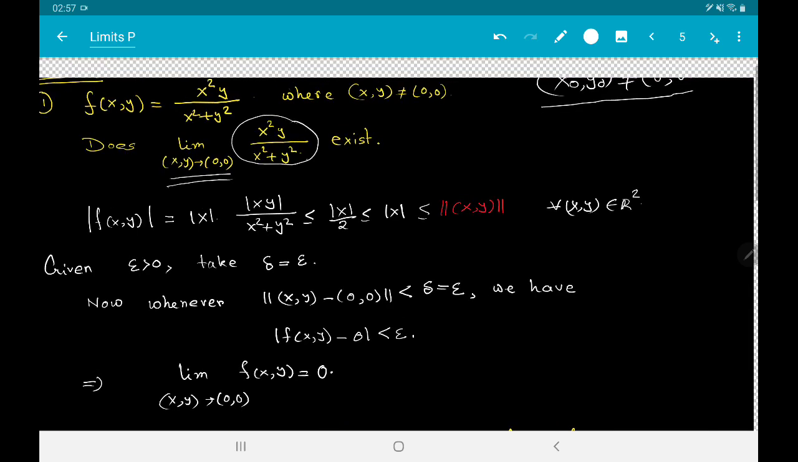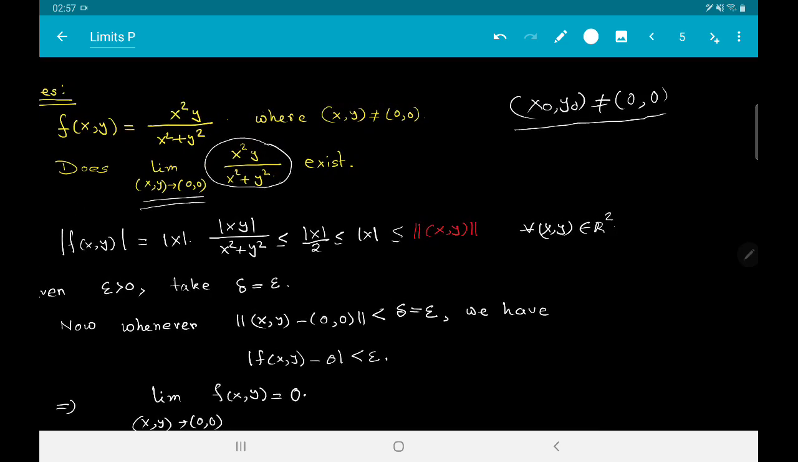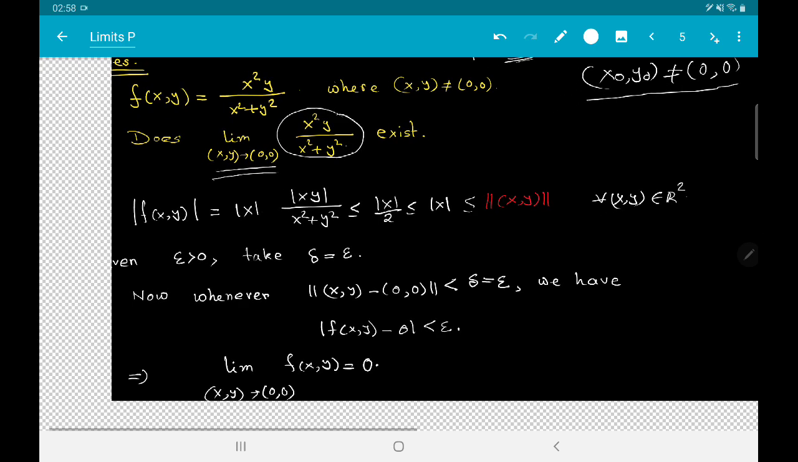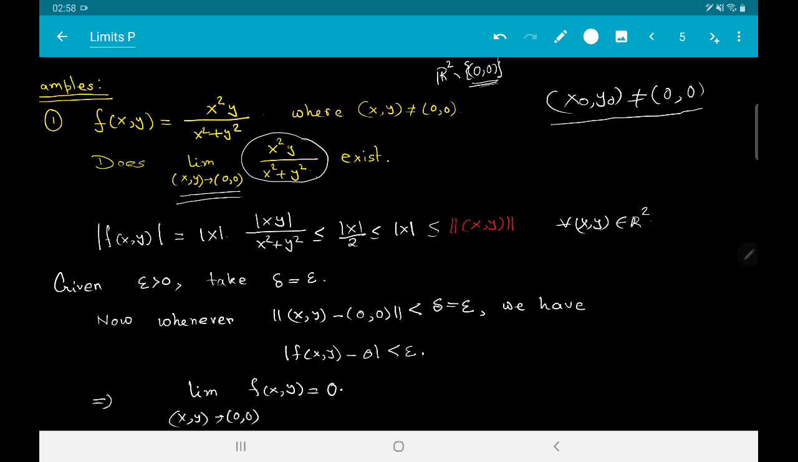Okay, so note that this function was defined on R2 minus (0,0), and you can see that if you take any neighborhood of (0,0), which is contained inside R2, this will contain points of R2 minus (0,0), of course, which are not equal to (0,0). So what I want to say is that (0,0) is a limit point of this set. If I call this D, then (0,0) is a limit point of D. So asking whether the limit exists at (0,0) makes sense.